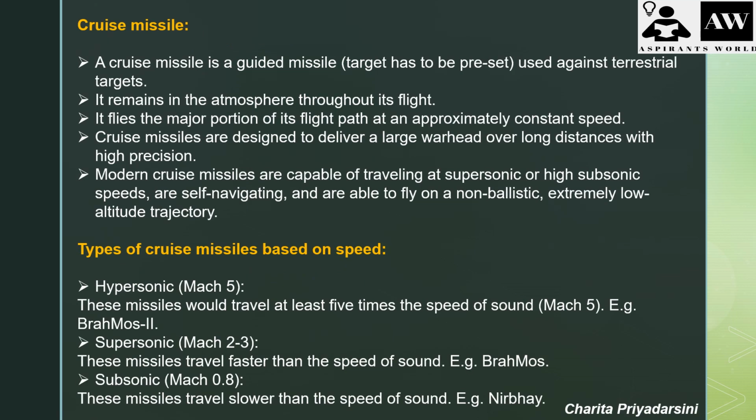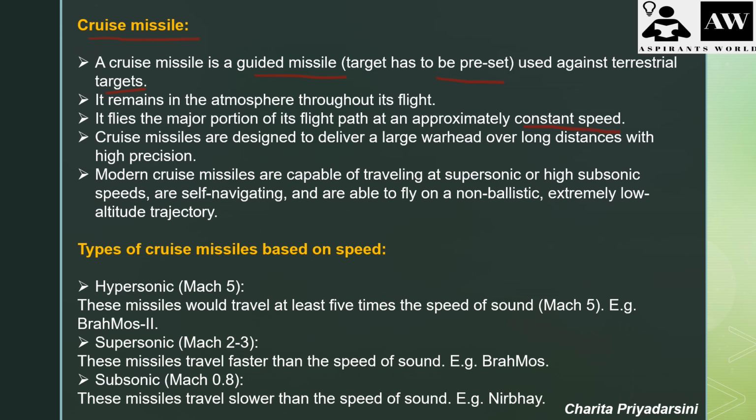Moving further, what is the other category of missiles? That is the cruise missile. Till now we have seen the ballistic missile category, but another important category is the cruise missile. It is actually a guided missile, that is, the target has to be preset, and it is used against terrestrial targets. It remains in the atmosphere throughout the flight, and it flies the major portion of its flight path at an approximately constant speed.